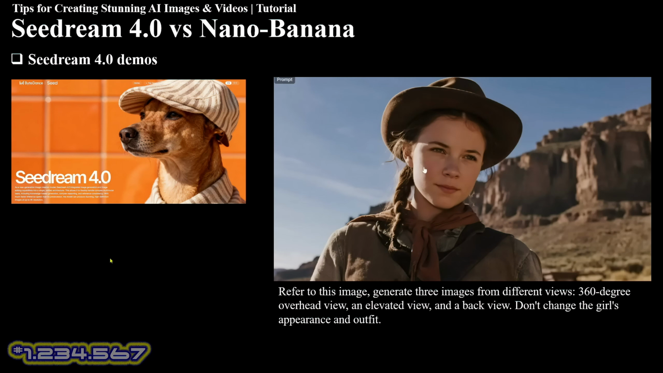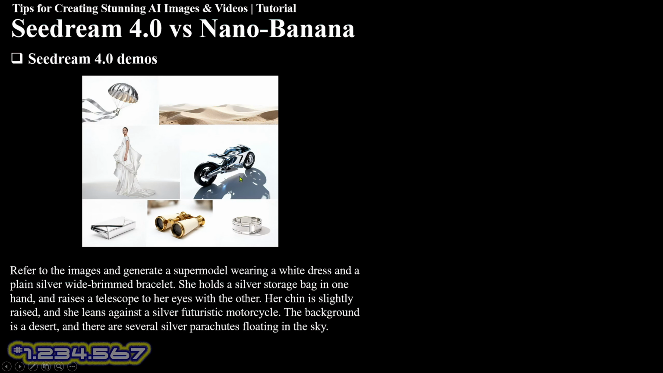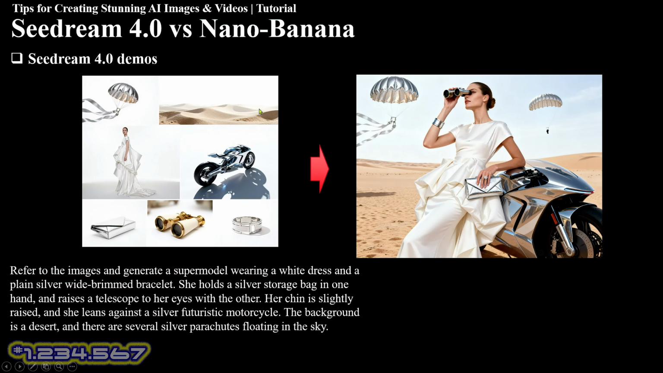In the next example, we have many objects, and we can combine them in a single prompt. You can see the character and all of the things here are very consistent. This ring is maybe not consistent, but overall this is a very impressive image.